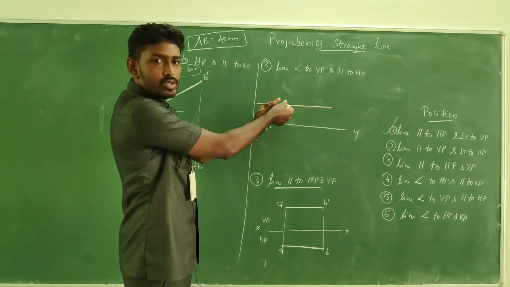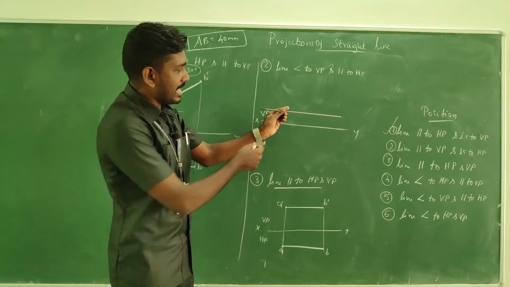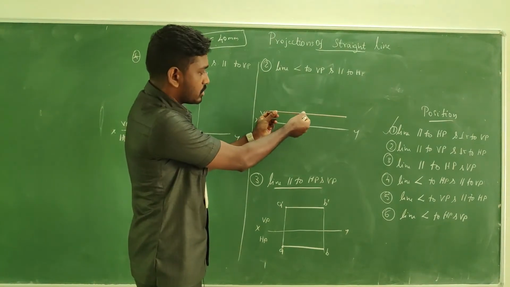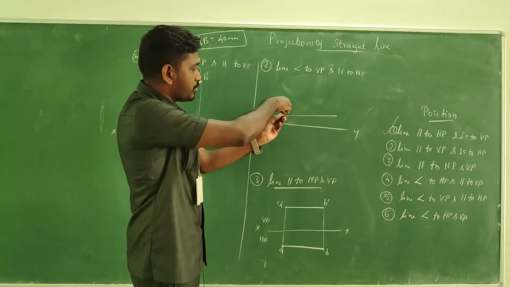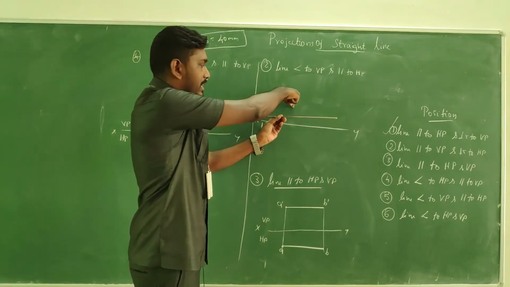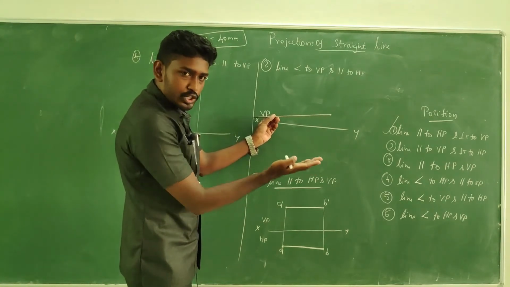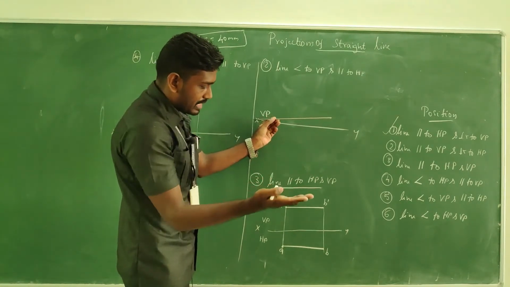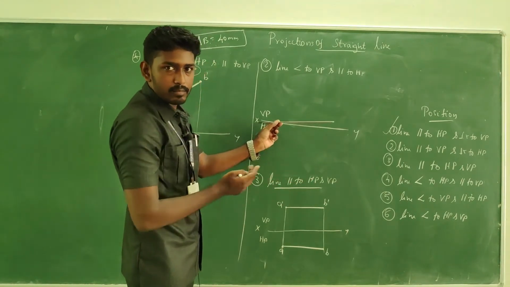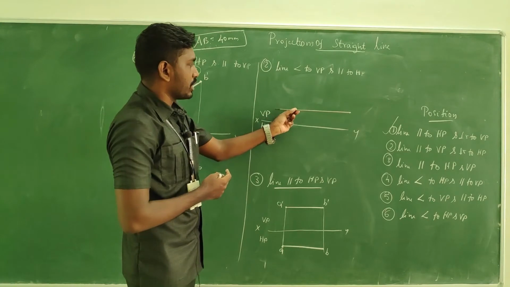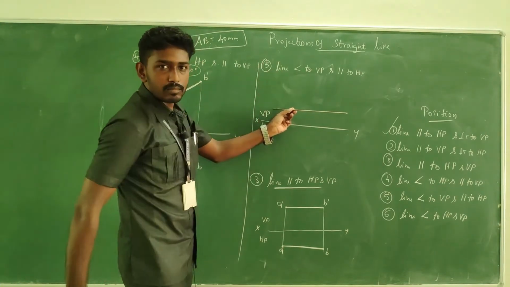If I keep it like this, we shall say it is parallel. So if it is inclined, what is the position? Just tilt like this. Now see, it is making some inclination with VP. And think about the position of the line with respect to the horizontal plane. How is it? It is parallel, right? So this is the exact position for the fifth condition.